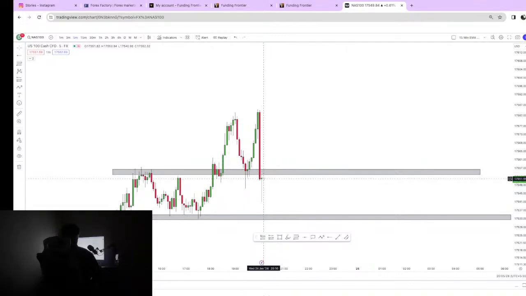If the next candle after this candle becomes an engulfing candle, a bullish engulfing candle, then I'll take an entry after this candle. Okay, not in this candle, after this candle.